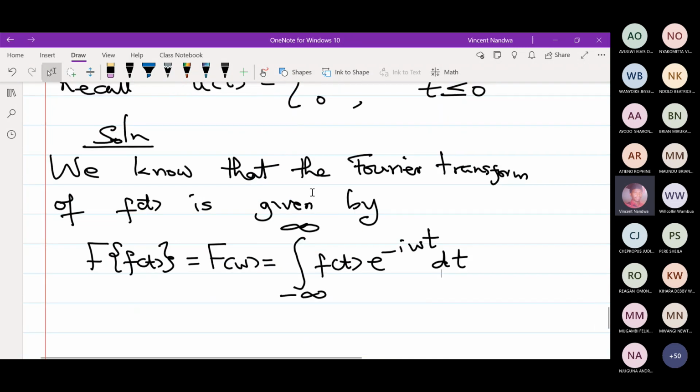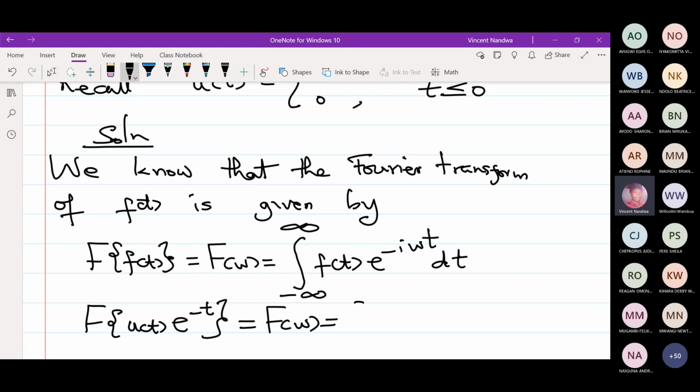And the interesting thing is that we know the f of t, which is given by u of t times e raised to power negative t. So this will be the Fourier transform from minus infinity to positive infinity, where this f of t is replaced by u of t times e raised to power negative t times this kernel, so that it gives sense to the formula with the value of the function that we have.